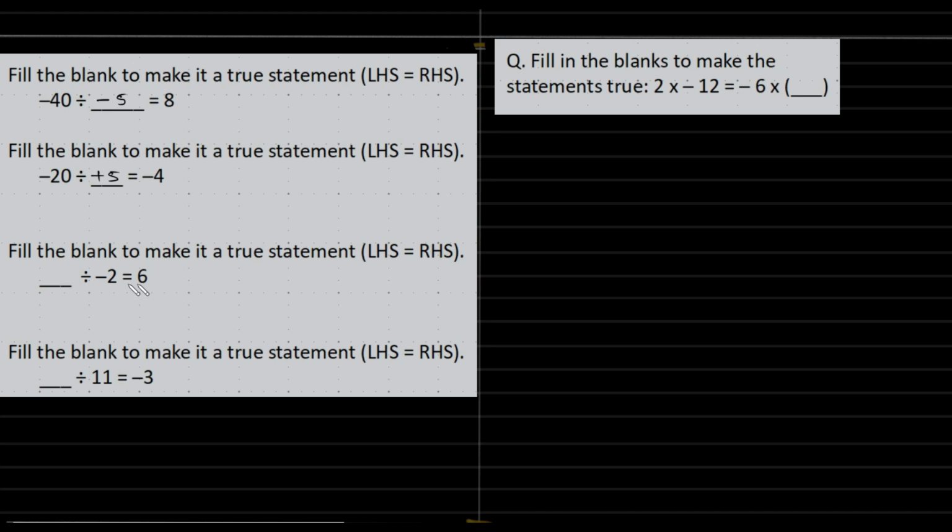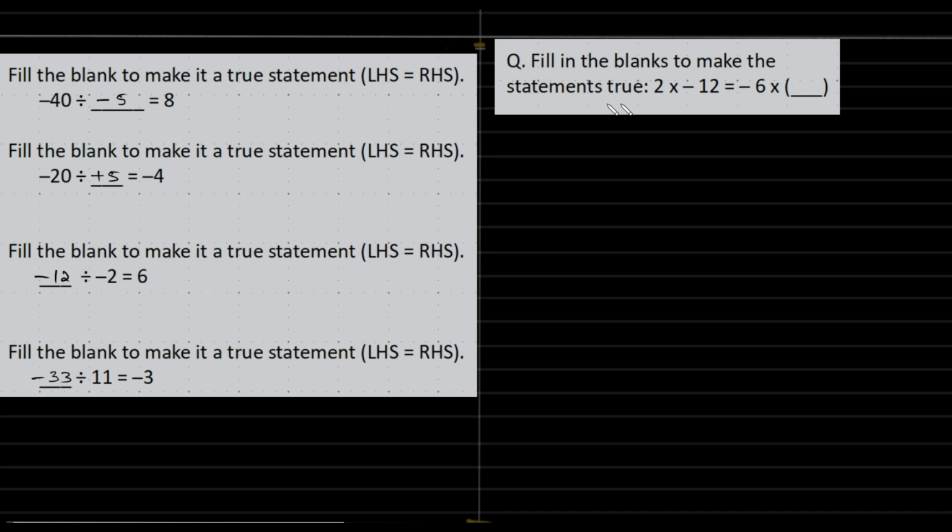Negative divided by what will give me positive? What is that? So this number has to be a negative. Even number of negatives will give me positive. So this will be 12. Then over here we have dash divided by positive will give me negative. Negative divided by positive will give me negative. And here 33 divided by 11 will give me 3.